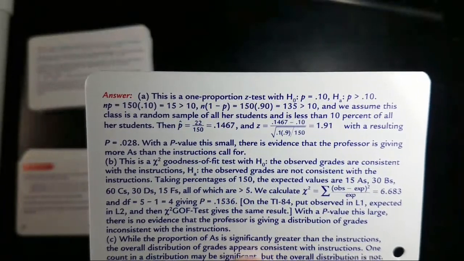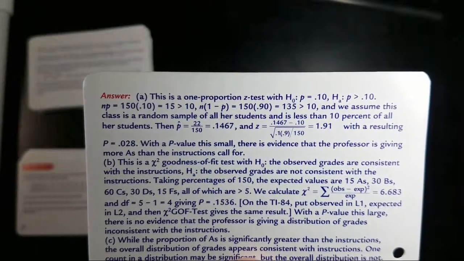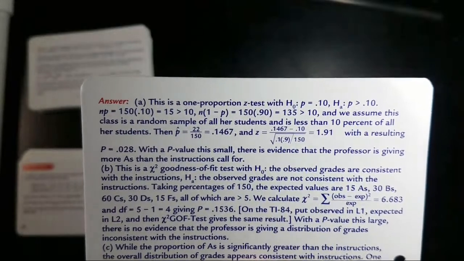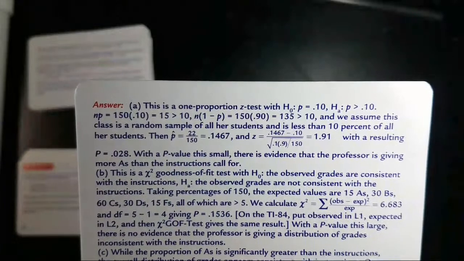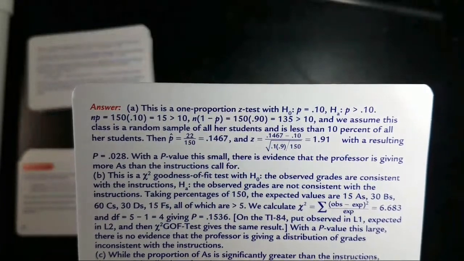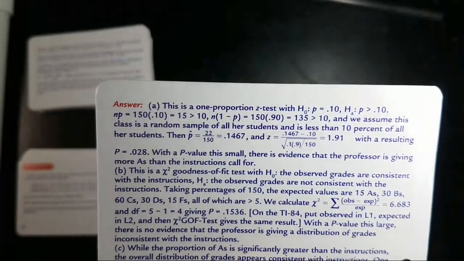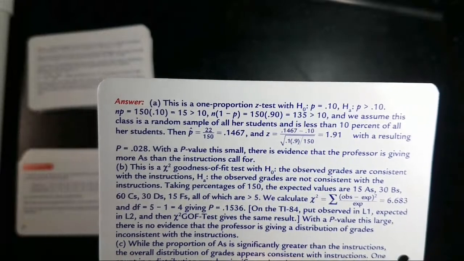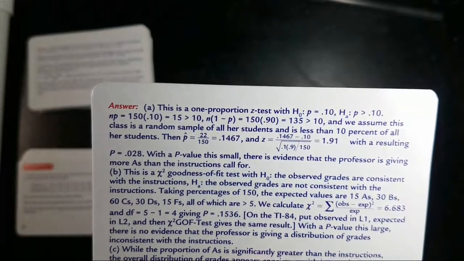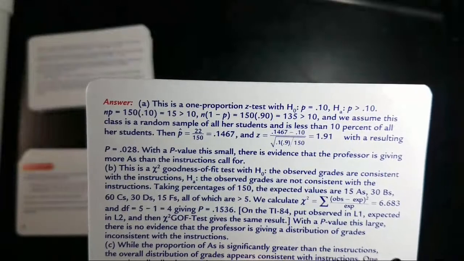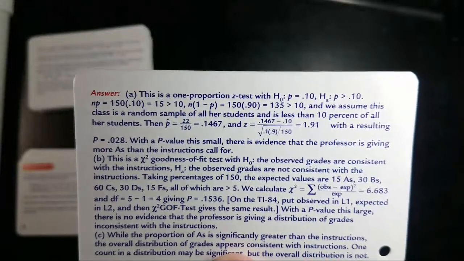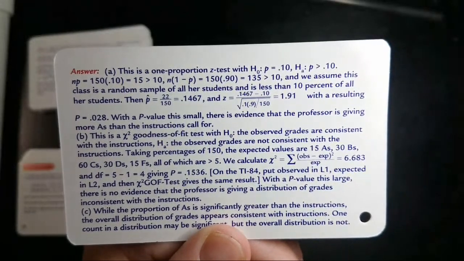But look at part B. Part B, that little symbol, this is a chi-squared goodness of fit test. That is something, again, we have not covered this year, mainly because of COVID, and they are not testing you on it for the AP test this year. So you don't have to worry about Part B.